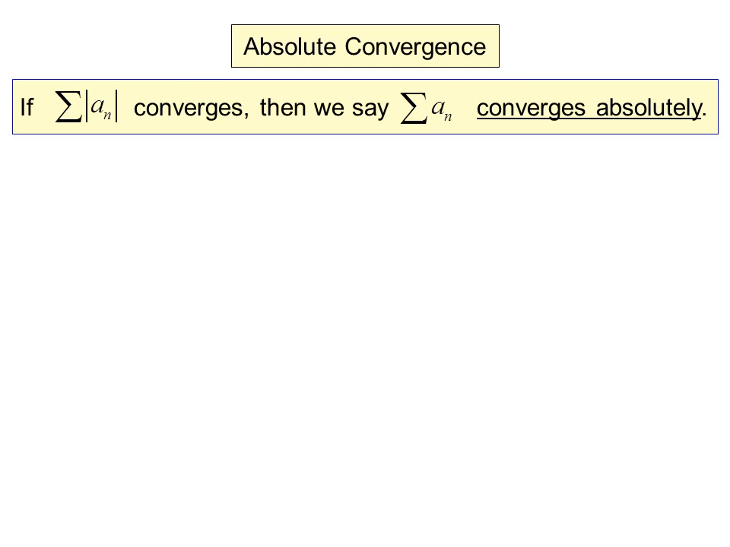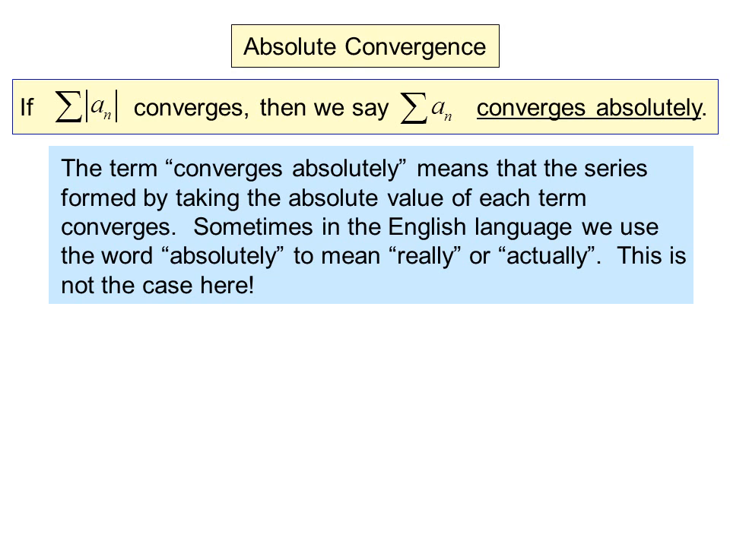Absolute convergence. If the summation of the absolute values of the terms converges, then we say that the summation of a sub n converges absolutely. The term converges absolutely means that the series formed by taking the absolute values of each term converges. Sometimes in the English language, we use the word absolutely to mean really or actually. This is not the case here.